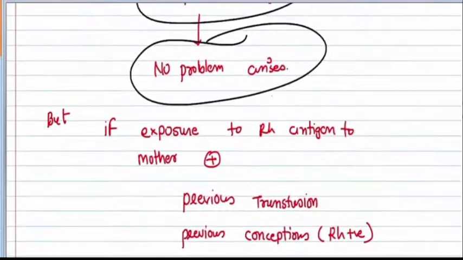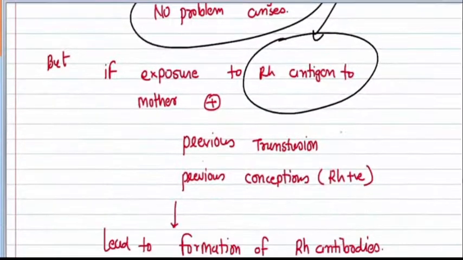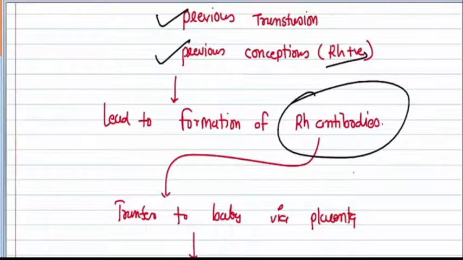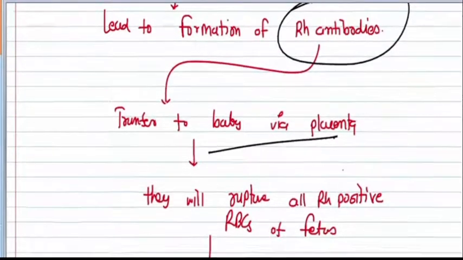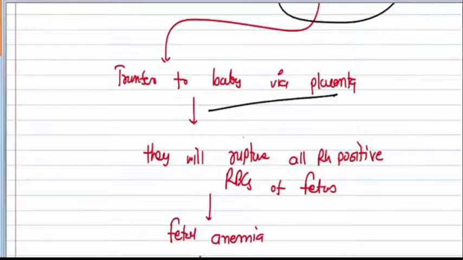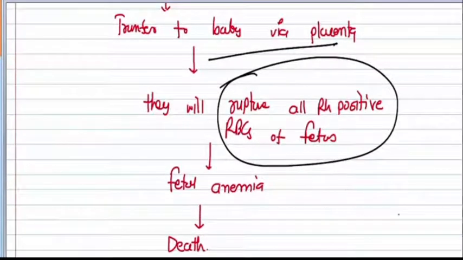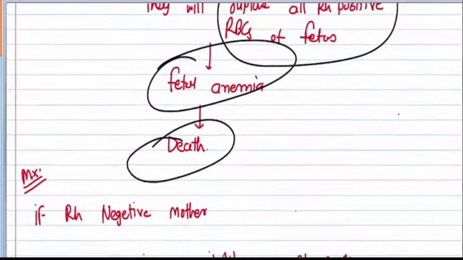But if exposure of Rh antigen to the Rh negative mother happens, either by previous transfusion or previous conceptions with Rh positive babies, this will lead to formation of Rh antibodies in the mother. And when the mother gets a second pregnancy, these Rh antibodies will travel to the baby across the placenta, and they will rupture all Rh positive RBCs of the baby. So eventually there is hemolysis in the baby and fetal anemia will develop, and it can even lead to death or IUD.